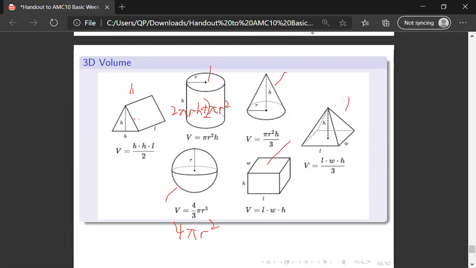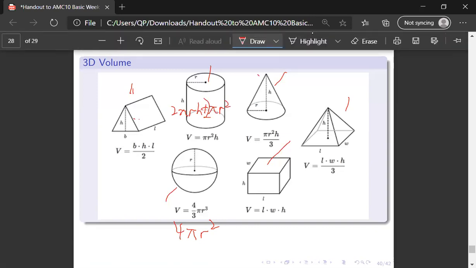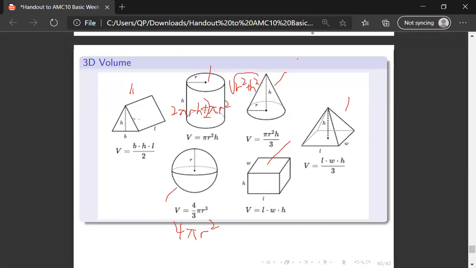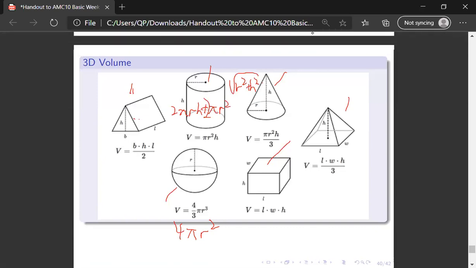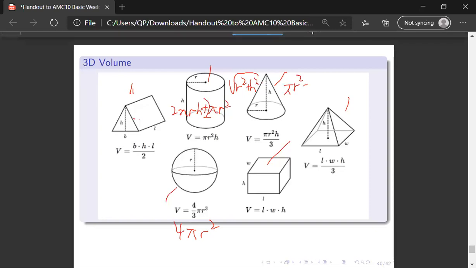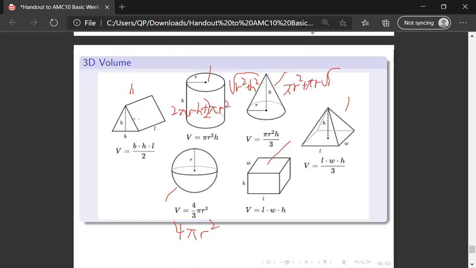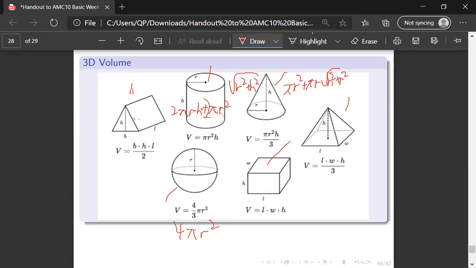Sorry. The surface area of a cone is a lot harder, and I'll need to self-derive this. Oh, r squared plus h squared, and 2 pi r. You can think of it as unfolding the cone, and when you unfold it, I believe you basically get pi r squared plus pi r times the square root of h squared plus r squared. I think that's what you get.